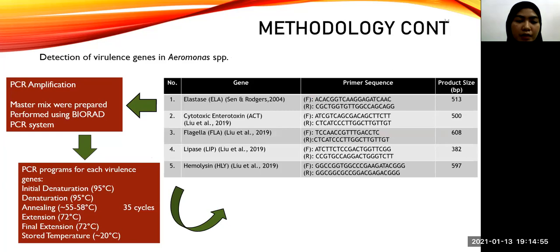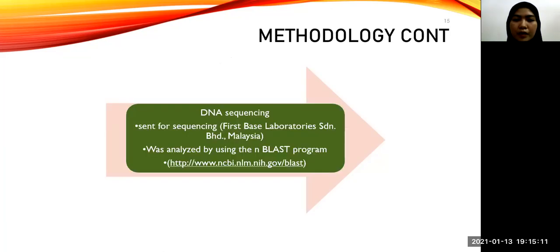So this is the PCR amplification for detection of virulence genes. Also the same as gyrB, it has 35 cycles, and this is the gene with its product size. DNA sequencing was done through NCBI and analyzed by using the BLAST program.